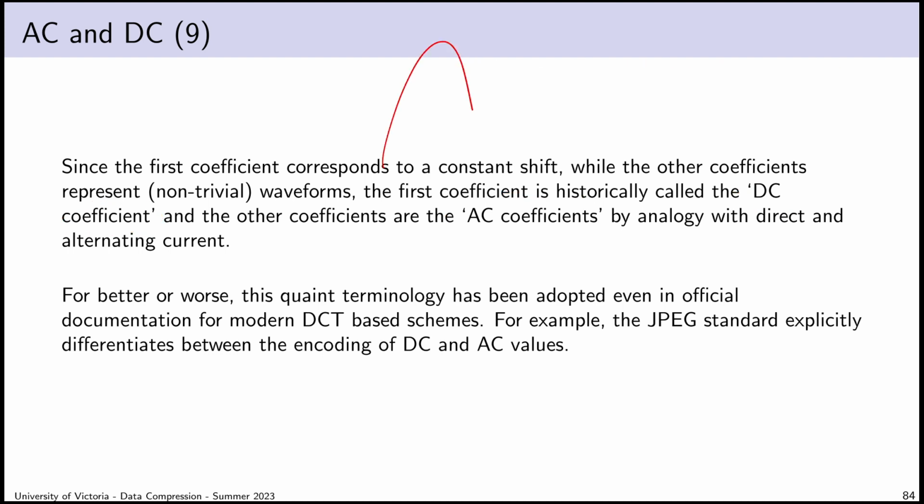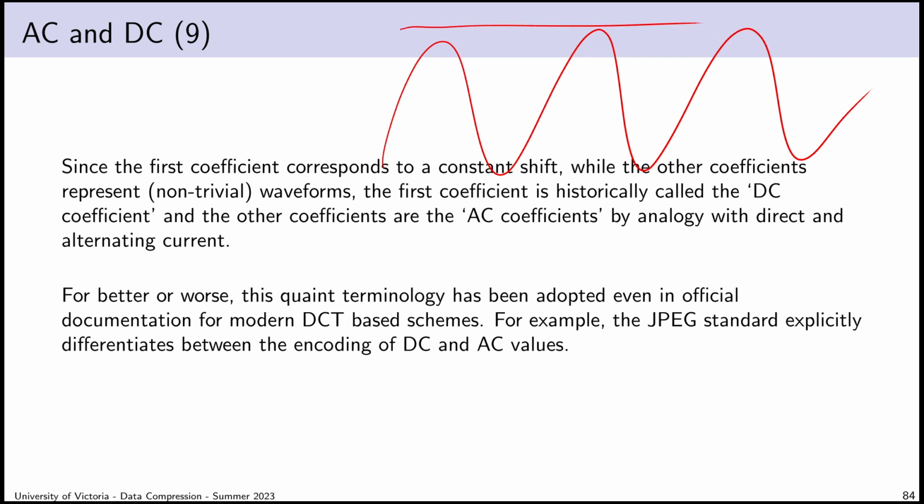Alternating current oscillates up and down. So of course it looks a lot like the waves corresponding to the second and greater coefficients. Direct current is either on or off. To really oversimplify things, direct current, you either have the voltage or you don't. It doesn't oscillate like alternating current does. So because the DC coefficient corresponds to this constant waveform, it is called the DC coefficient by analogy with direct current. Whereas the AC coefficients oscillate up and down and therefore are closer to alternating current.